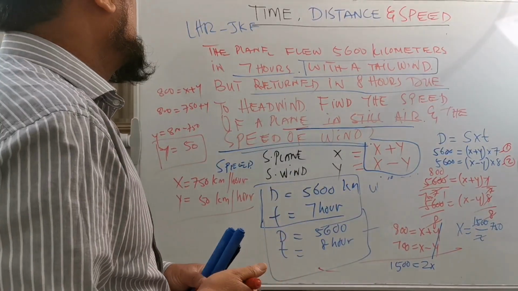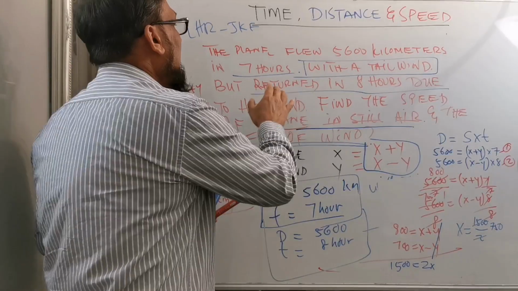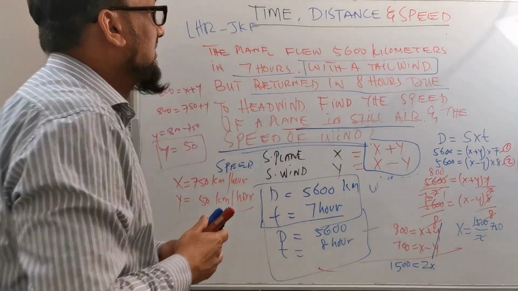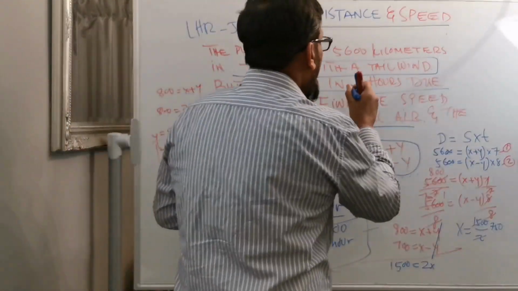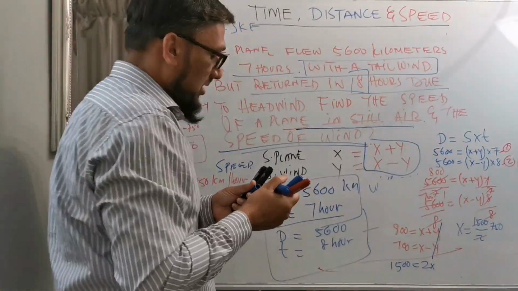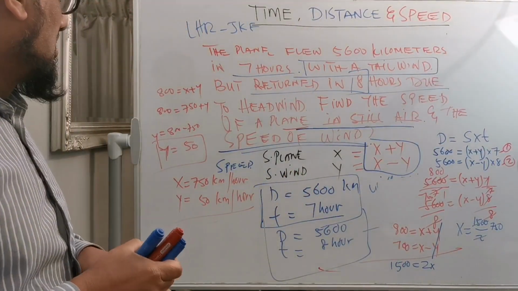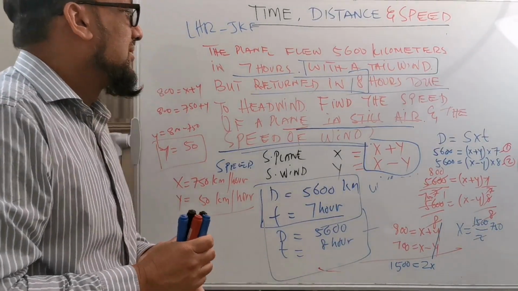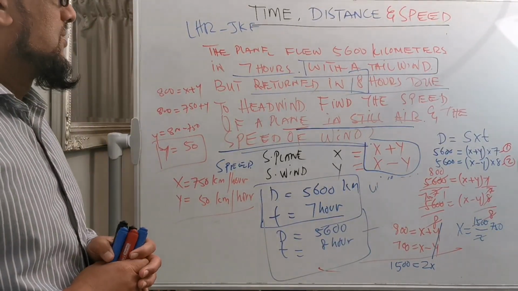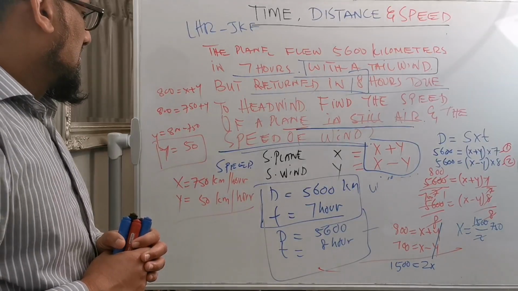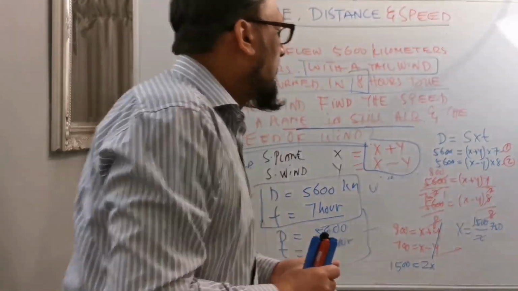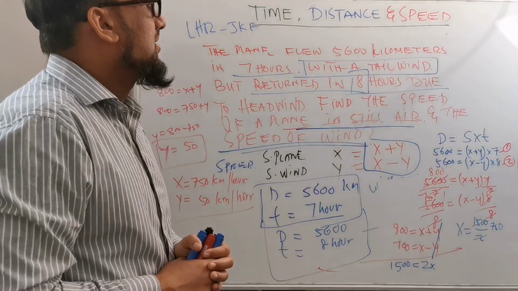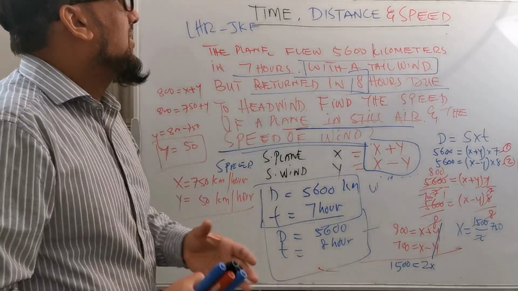That's why the plane returned in 8 hours. Why? Because of wind. So this problem can be solved by simultaneous equation. So very simple and very easy.